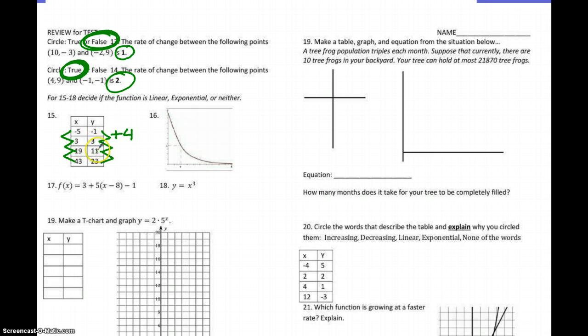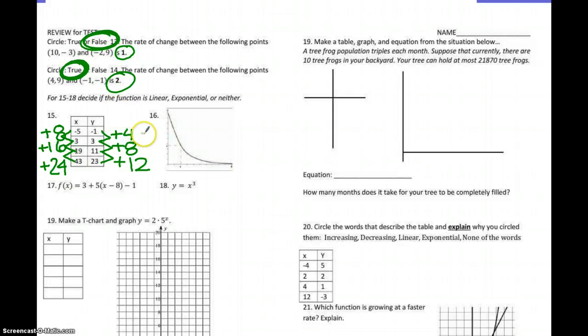3 to 11 is adding 8. Again, 11 take away 3 is the same as 8. 23 take away 11, this went up 12. If you go from -5 to 3, that's add 8. 3 to 19 went up 16. And 19 to 43, that was a little harder, so 43 minus 19, you can figure out that that's adding 24.